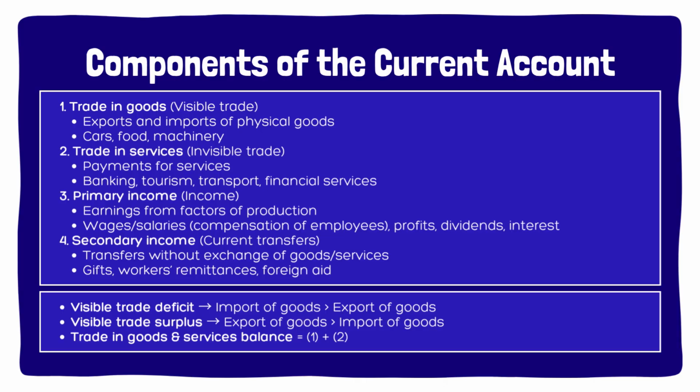Trade in services records payments for services such as banking, tourism, transport, and insurance. If a country earns more from selling services abroad than it spends on foreign services, it experiences a trade in services surplus. Together, trade in goods and services form the balance of trade.